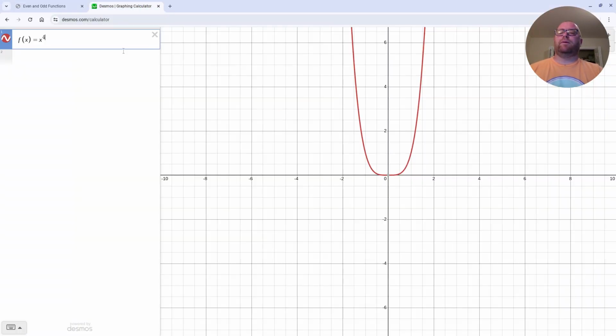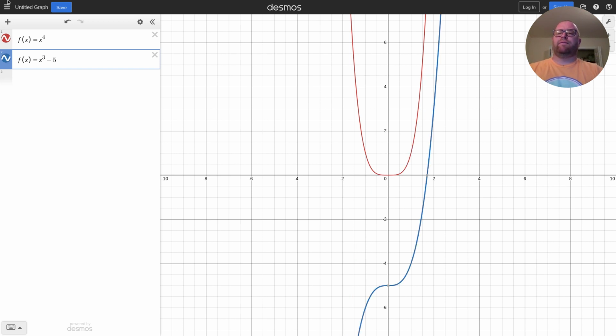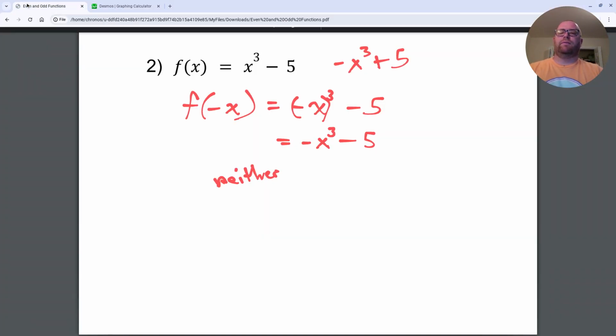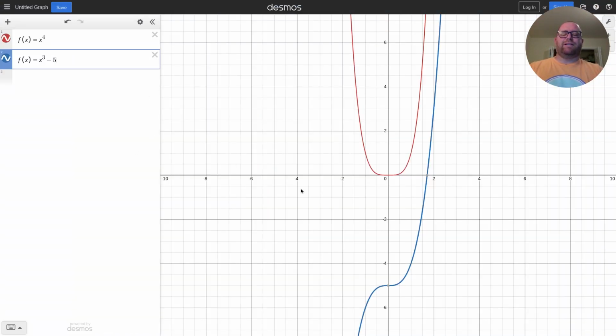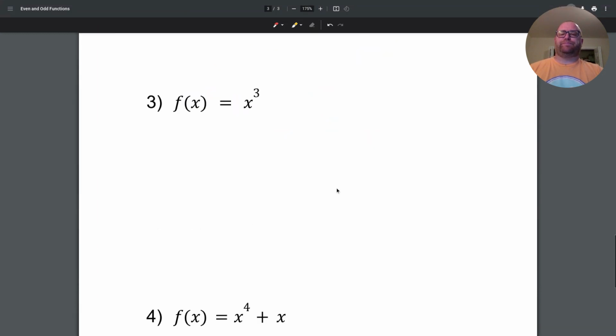So we go up here. We got f of x equals x cubed minus 5. Is it minus 5 or plus 5? Minus 5, yeah. So you can see this is not symmetric about the origin. If I flip this over the y-axis and then flip it over the x-axis, it's not going to be symmetric about the origin. Okay, so that's a neither.